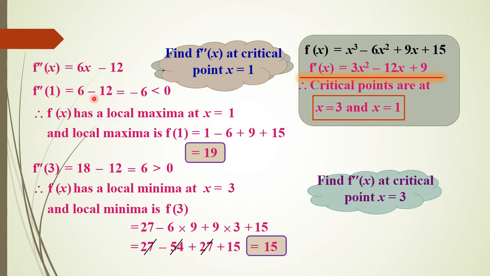Then put x equal to 1 here. So f double dash of 1 is equal to 6 minus 12, which is minus 6, less than 0. It is a local maximum at x equal to 1, and its maximum value is 19. For the local minimum, after substituting 3 here, you will get 18 minus 12, which is 6. 6 is greater than 0. It has a local minimum at x equal to 3, and the minimum value is 15, and here there is no maximum. So like this you can determine the local maximum and local minimum of the function.